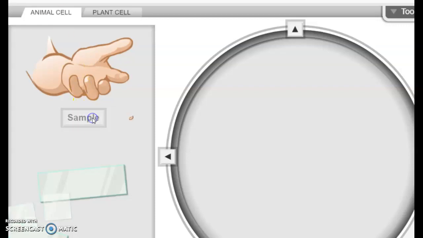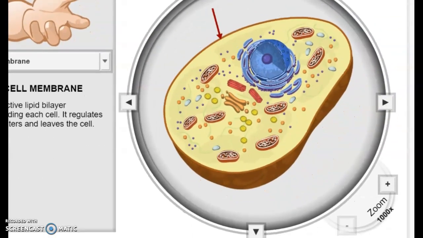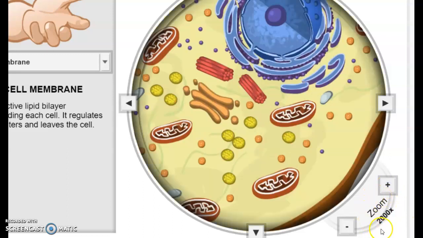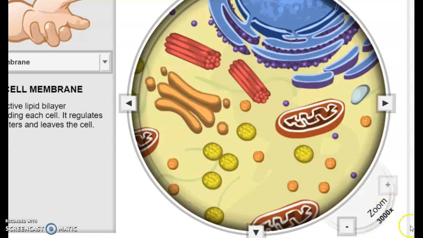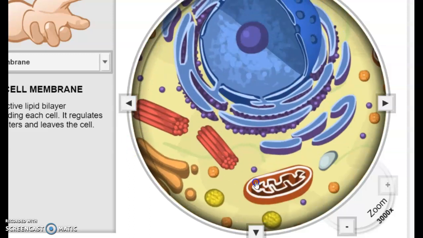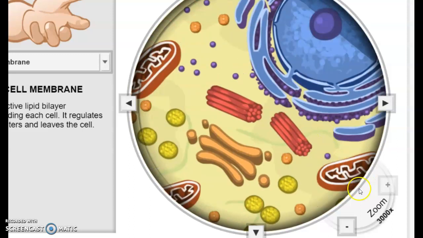So you're going to click sample. And you're going to look at a sample cell underneath 1,000 times the normal size. You may zoom in to 2,000 times the normal size. You can zoom in again to 3,000 times the normal size. You can click and move the cell around to examine the organelles in closer-up detail if needed. I'm going to zoom back out.